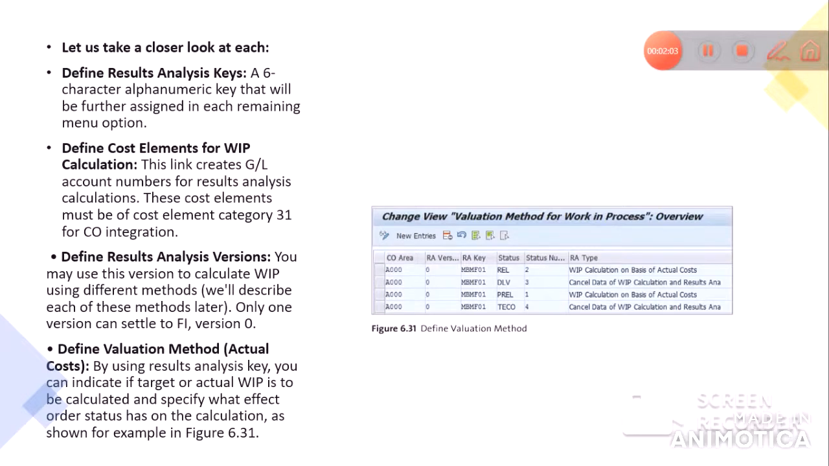Define results analysis versions. You may use this version to calculate WIP during different methods. We will describe each of these methods later. Only one version can settle to FI, version 0.